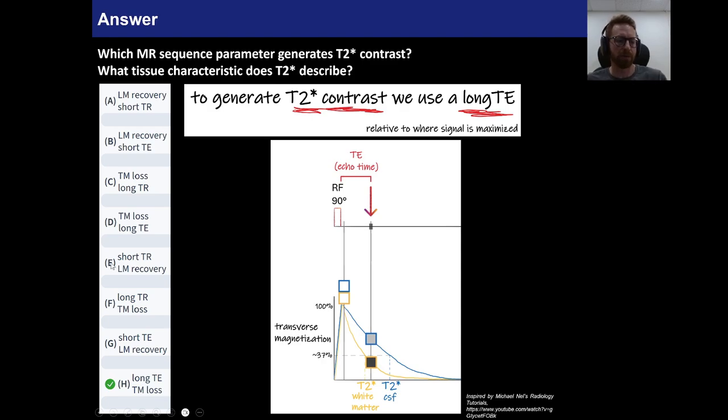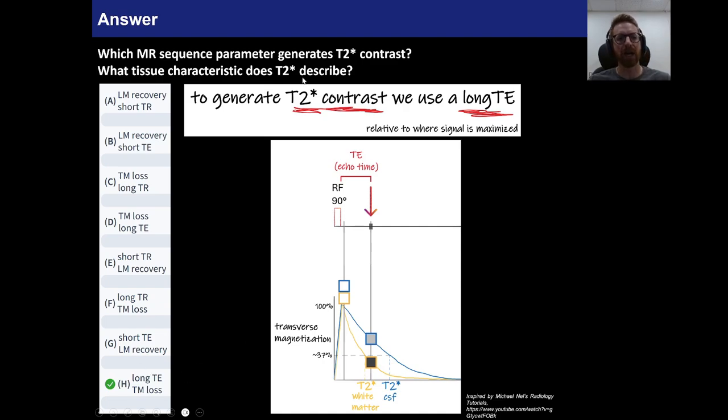So let's look at the rest of the answer choices. Short TR, long TR, we haven't defined repetition time yet, so it can't be those. So we have short TE and long TE. Remember, to generate T2 star contrast, we wait a relatively long period of time relative to where a signal is maximized in order to sample the signal. Because if we just had a very short TE, these curves haven't separated yet, and we're not introducing any contrast, any signal differences. So that's long TE.